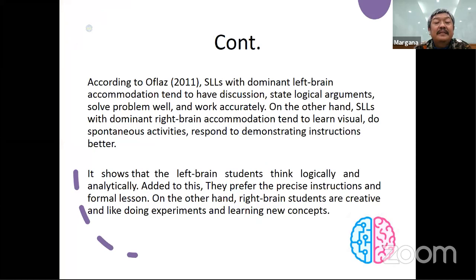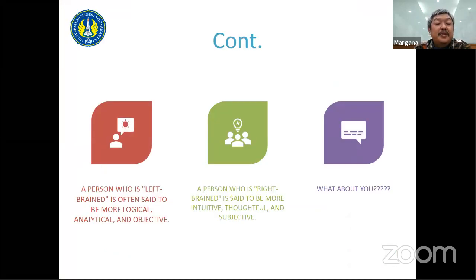The following presents the issue of a person who is left brain is often said to be more logical, analytical, and objective. On the other hand, a person who is right brain is said to be more intuitive, thoughtful, and subjective. Please ask yourself, what about you? Whether you have a left brain dominance or right brain dominance, or you have equal. Because if you have an equal left and right brain, you can do multitasking. That is the benefit of having equal left brain and right brain.